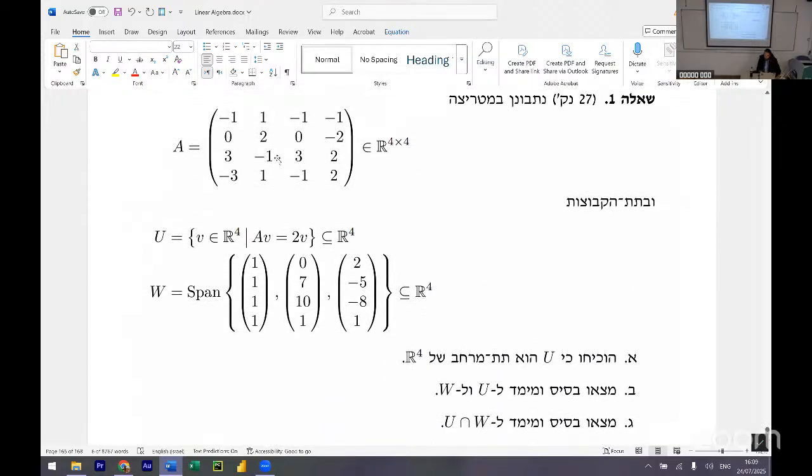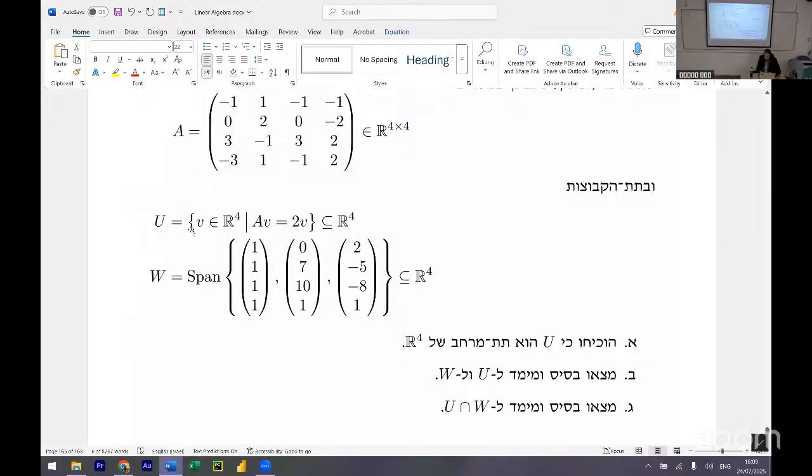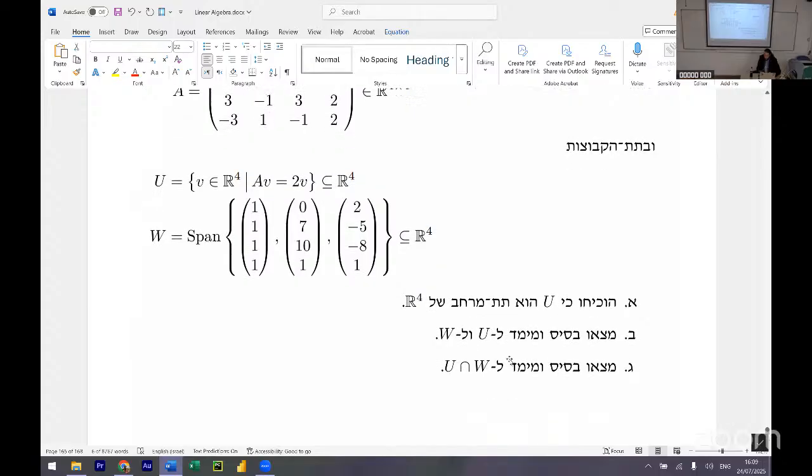We have a matrix A. We have the vector space U, and we have the vector space W. We ought to prove that U is a subspace of R^4. We are to find bases for U and W and find a basis for the intersection. That's a great question because it's a bit tougher than question number 3 on your test, but it's still the same material, so I think it's good.